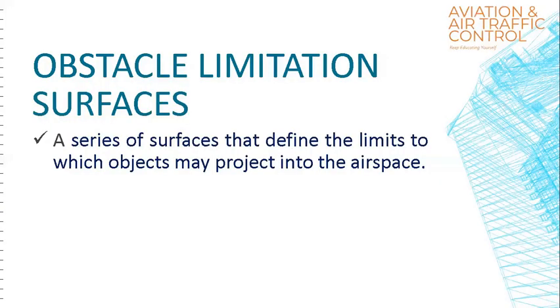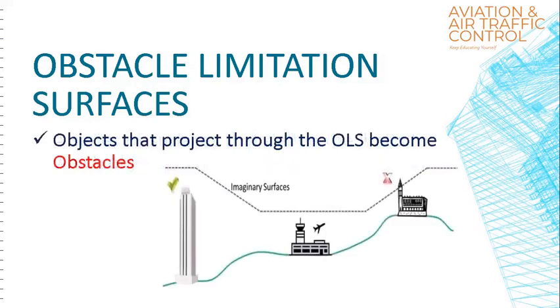What is obstacle limitation surface? A series of surfaces that define the limits to which objects such as buildings or towers may project into the airspace. Objects that project through the obstacle limitation surface become obstacles. Obstacle limitation surfaces are imaginary surfaces.